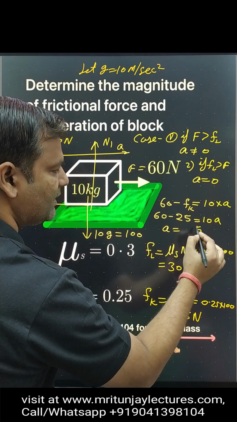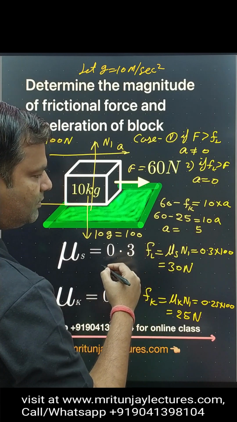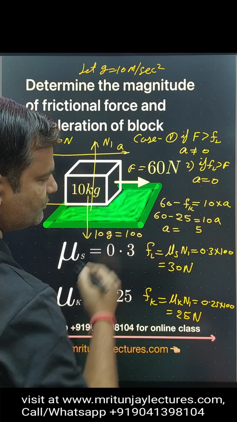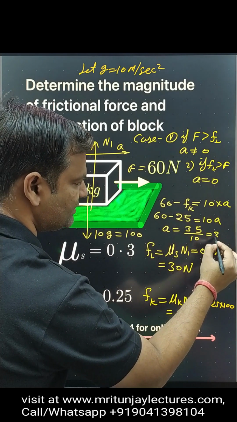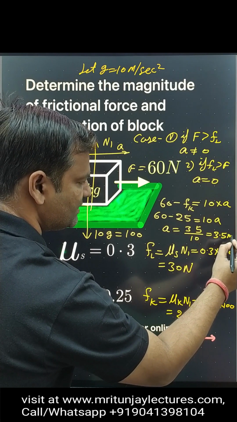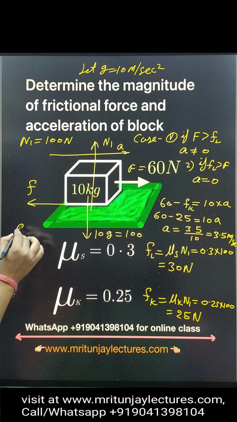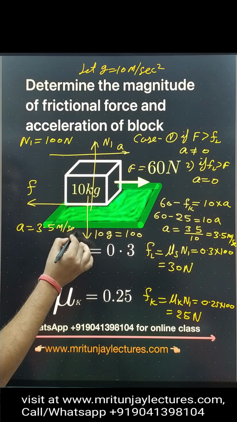60 minus 25, that is how much? That is 35. 35 divided by 10. So how much? 3.5 meter per second square. I hope so clear. So acceleration of the block, that is how much? 3.5 meter per second square.